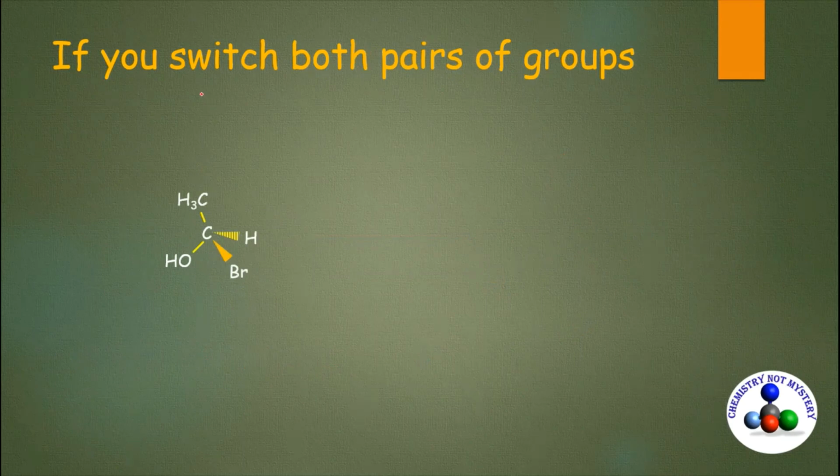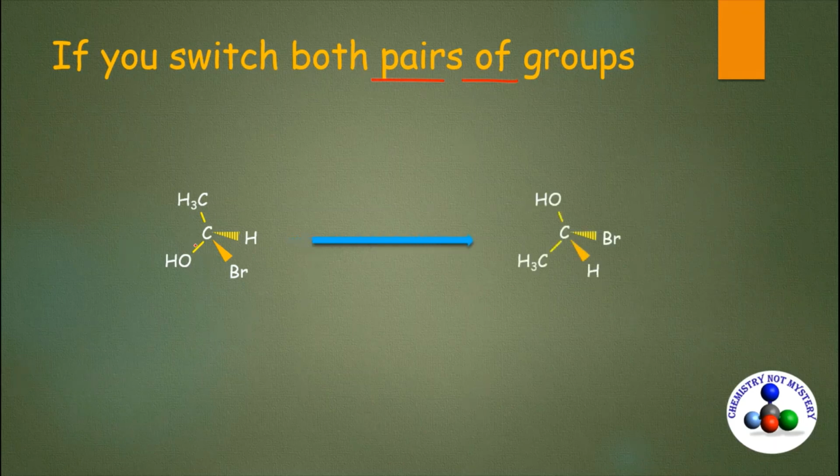Now what will happen if we switch both the pairs of groups? Let's try to find out the configuration of both the molecules. First, we have to rank the groups or atoms on the basis of their atomic numbers. So in this way, now we have to draw an arrow from first to second priority. So here you will get an arrow in the right direction. So the configuration of this molecule will be R. Now decide the configuration of the next molecule.